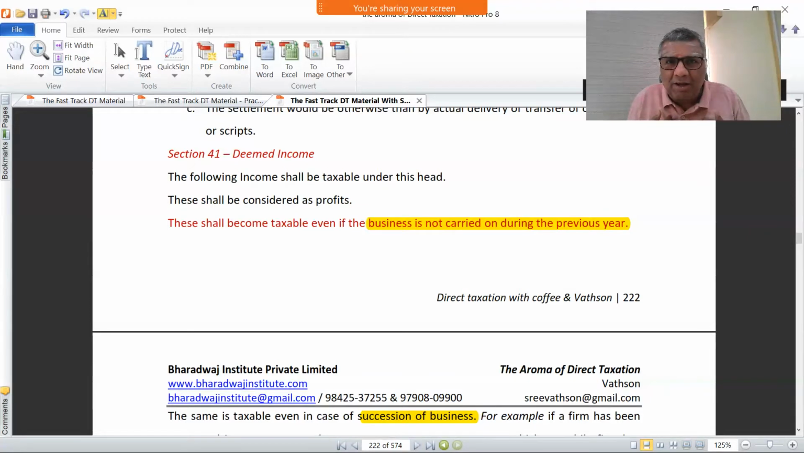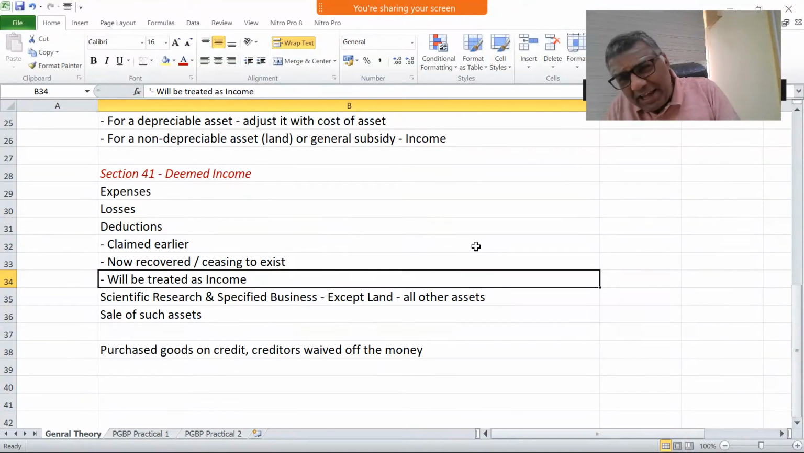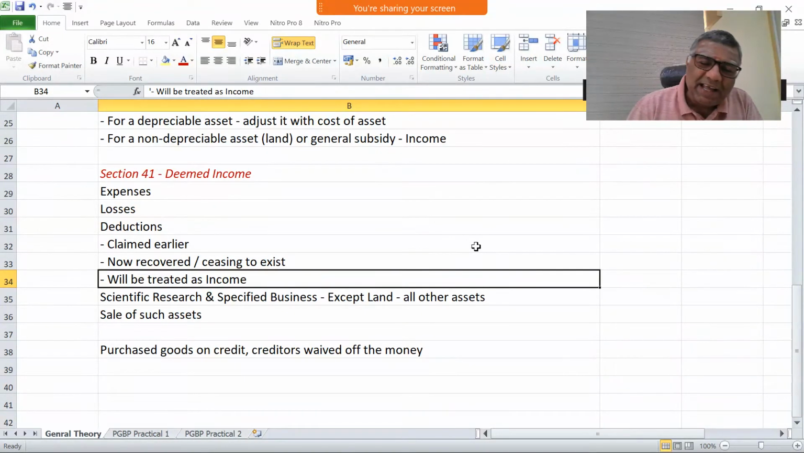For the transferor, is the bad debt recovered taxable? Yes. For the transferee also, taxable. For the transferor, is the sale of scientific research asset taxable? Yes. For the transferee also, the provisions will apply as they would have applied to the transferor had the event not happened. So, deemed income. Any allowance, loss or deduction claimed earlier, now recovered, or the liability ceases to exist, will be treated as income.